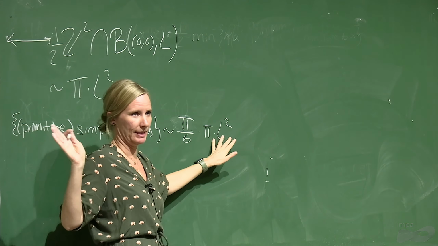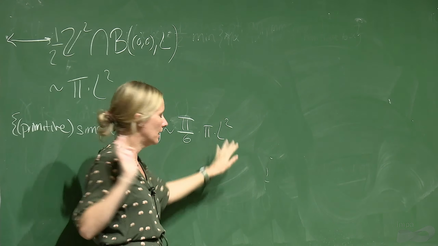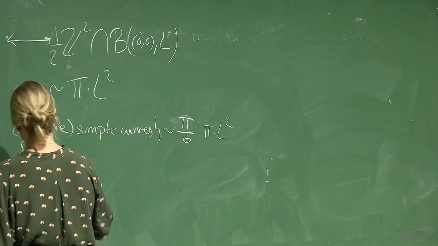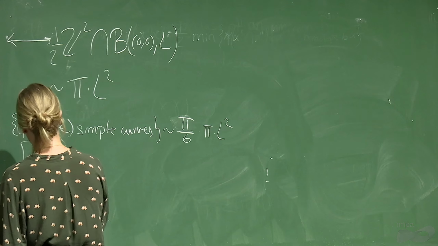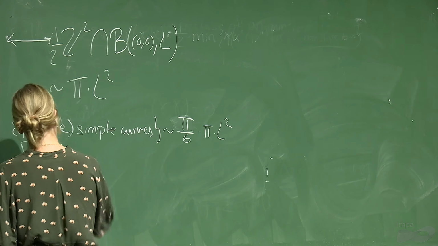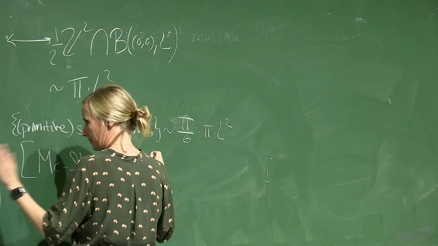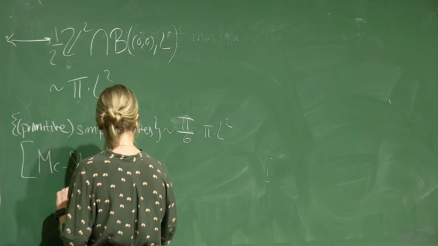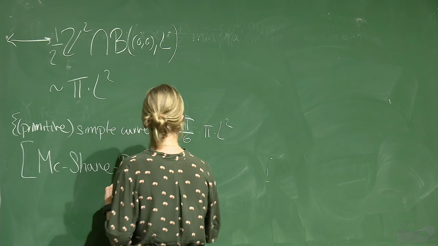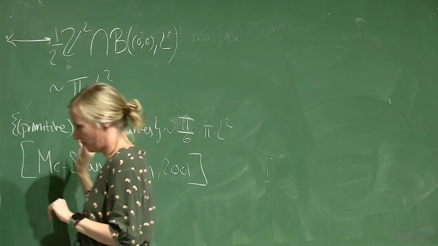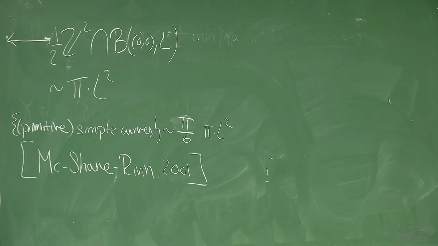which, by the way, is L to the 6d minus 6 plus 2r in this setting. And the precise constants and so on were worked out by McShane and Rivin. But essentially, this is why it works. This was, I think, in 2001. For the precise details, but this really is the idea.